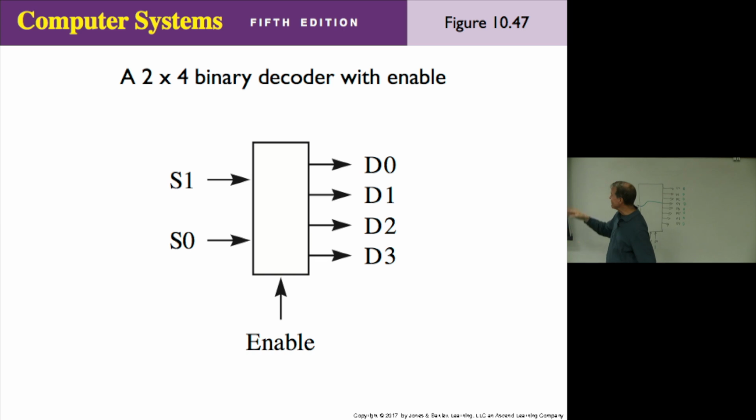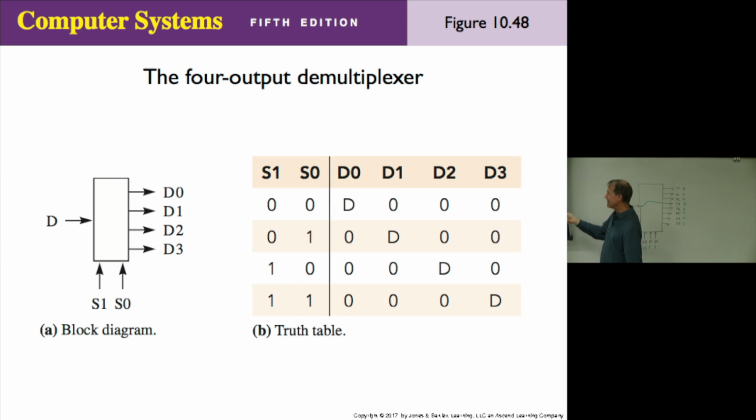The only difference is that in figure 10.47, the enable is down here and the S1 and S0 are here. And in figure 10.48, we just put the enable line here and we call it D instead of enable. And we put the S1 and S0 here, and it does this binary decoder. I mean, it does a demultiplexer. It's the exact same implementation. There's no separate chip. You see what I mean? Is everybody with me on this? It's just another little viewpoint.